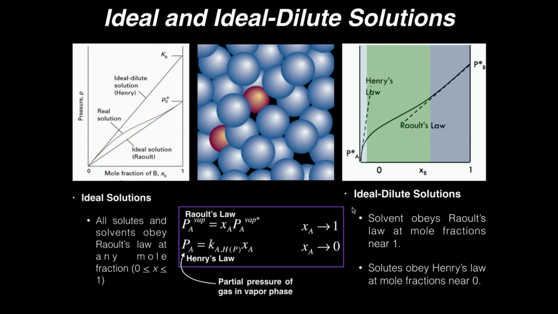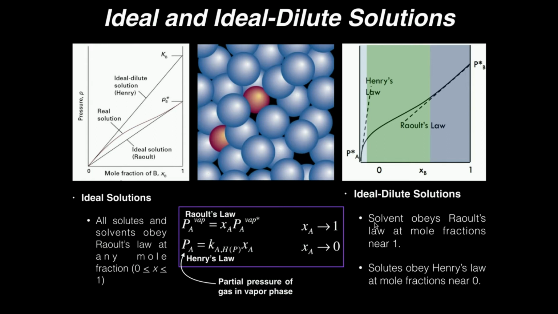So we have what's called ideal-dilute solutions. This is sort of a confusing term because it has the term ideal in it. This is a real solution type of behavior, okay? It's not necessarily ideal, it's more of a real behavior. So what is an ideal dilute solution? Pick your species that you're talking about. Let's say it's ethanol in our situation.